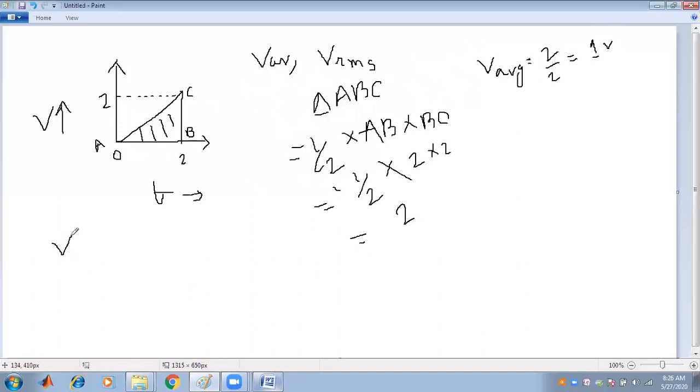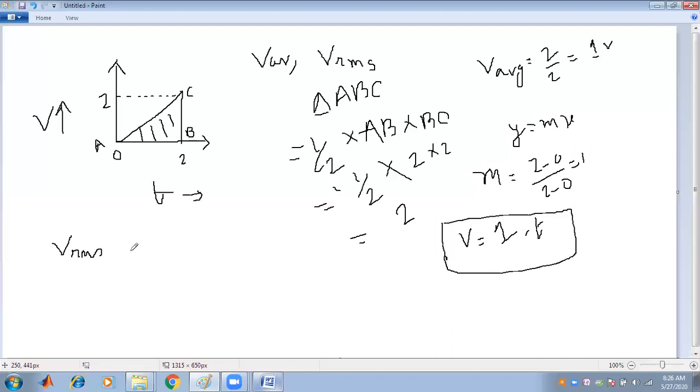So what is the RMS value? In order to find the RMS value, we have to find the function. We can find the average value with the help of the function too. This is a y equal to mx graph, a straight line passing through the origin, where m is the slope. Change in y, that is the voltage, 2 minus 0, divided by change in x, that is time, 2 minus 0. So the m value will be 1. So along the y axis it is v, equal to 1 into t along the x axis. So the general equation is v equal to t.